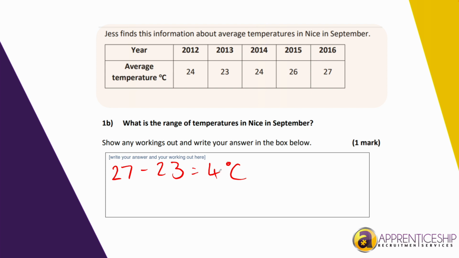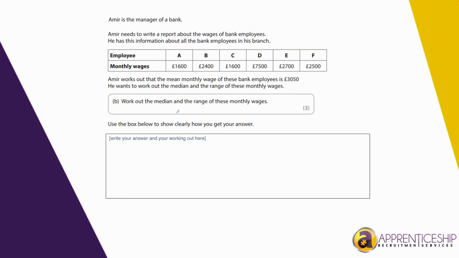If the range was 20, it would mean that the temperatures can differ vastly. So you wouldn't know what to pack. You'd pretty much have to pack everything. Whereas if the range is small, you're going to know it's going to be quite warm. You know what to wear. You know what to pack. Okay, so the bigger the range, the less consistent the data is. The smaller the range, the more consistent it is.